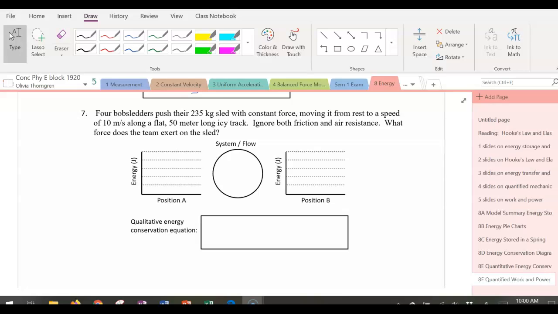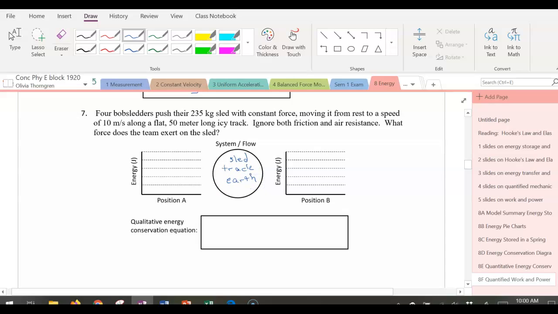Okay, in problem 7, we have a situation with 4 bobsledders pushing their sled with a constant force. It's initially at rest, but then they move it until it has a speed of 10 meters per second along a flat, 50-meter long icy track. So our system is going to be the sled and the track and the earth.